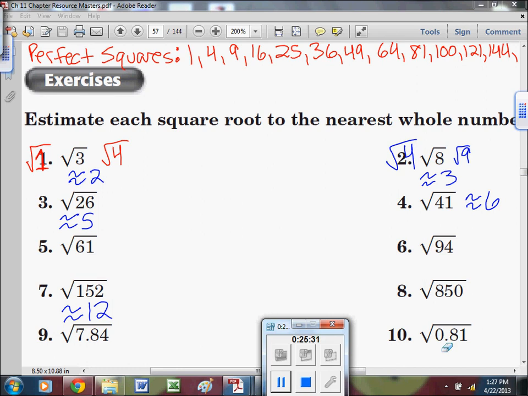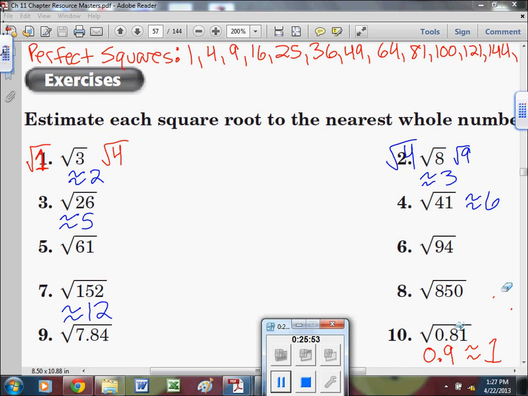Ignore the decimal for a moment. 0.81. We know the square root of 81 is 9. So the square root of 0.81, well, let's just throw a decimal on there. So it's 0.9, because in this case it got smaller. So the square root of that is 0.9, and we're not even rounding when we say that. That's the exact answer. But since it said round to the nearest whole number, we're going to say approximately 1.